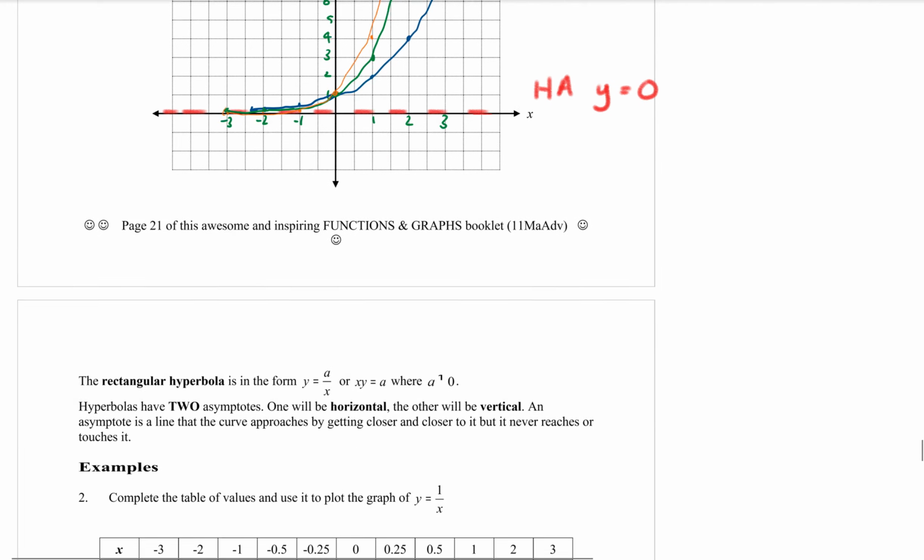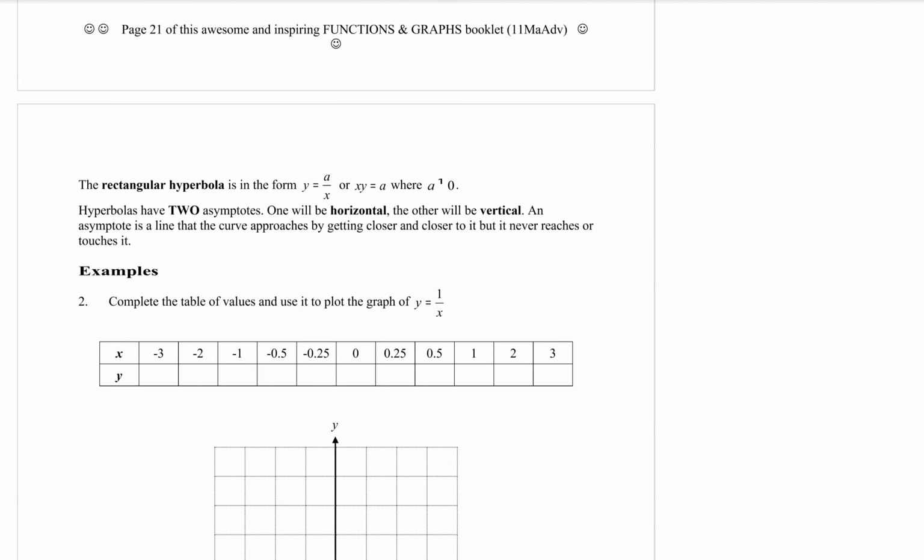A rectangular hyperbola. This is our second type of graph that has asymptotes. This type of graph will have the equation y is equal to a over x. Again, a is just a number. Or sometimes they rearrange it to be xy equals a, xy equals number. Now on the end there it says a cannot be equal to 0. Okay, because if I had 0 on the top of there, 0 divided by anything is just 0, it would no longer be a hyperbola, it would be back to a horizontal line actually.